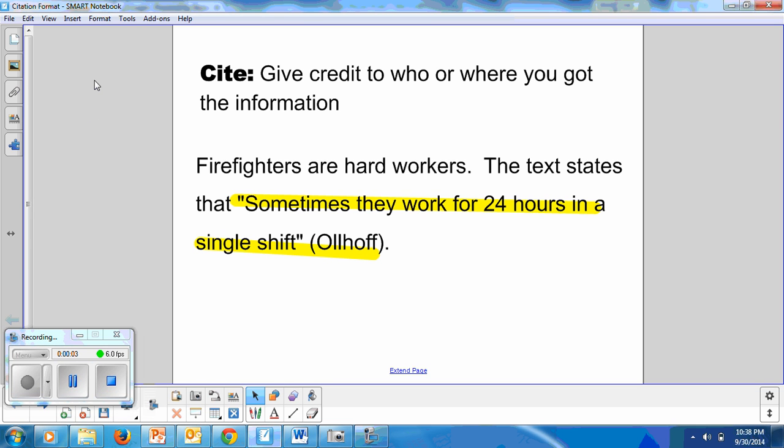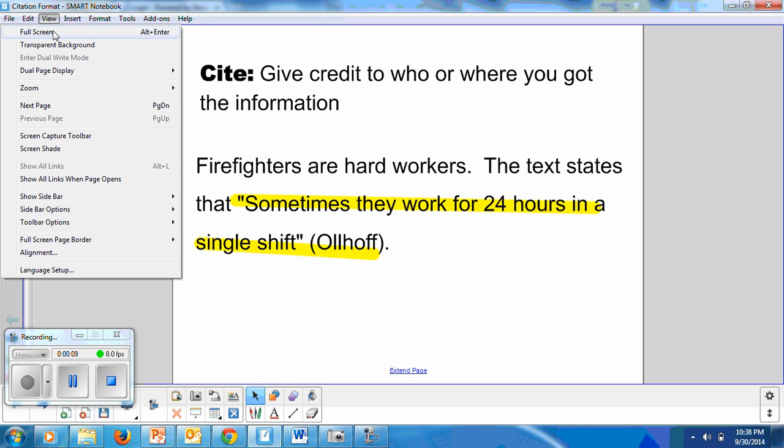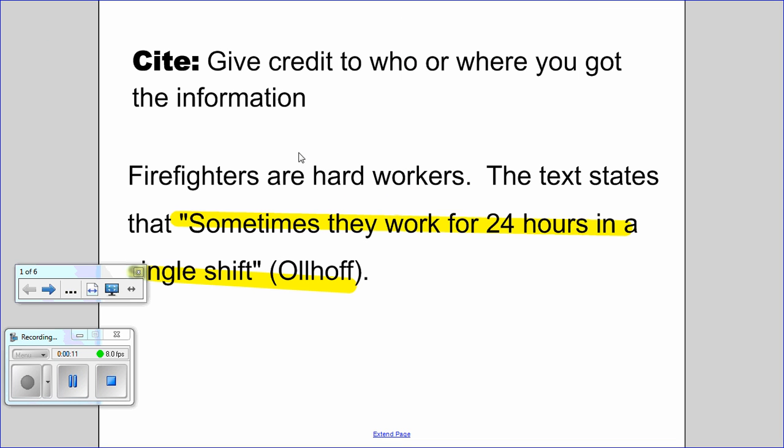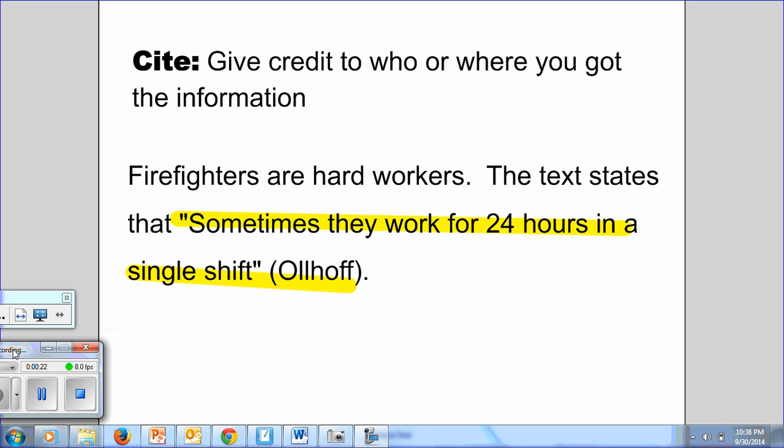We are going to be learning about something that is called an in-text citation. So a citation is when you give credit to who or where you got the information from. For example, this says firefighters are hard workers. That's my own idea that I got after reading a text about firefighters, but then I go on to say the text states that sometimes they work for 24 hours in a single shift.